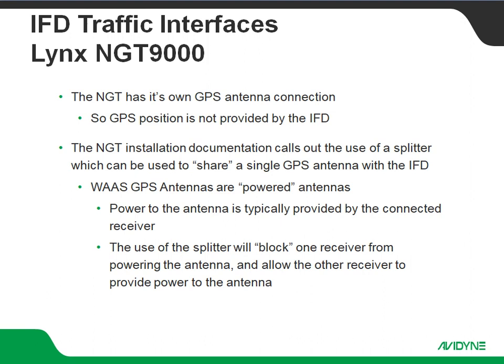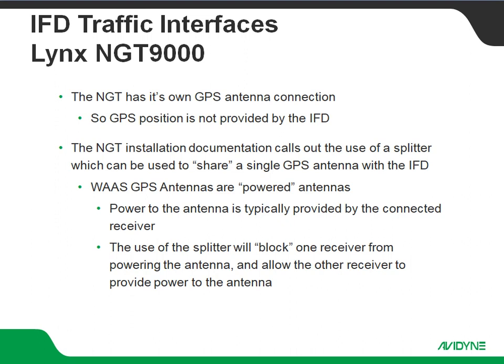Their installation documentation calls out the use of a splitter, which can be used to share that GPS antenna with an IFD, and that's fine. There's no rules broken there. That should work just fine. The key to understanding how this splitter works is understanding that a WAAS antenna is a powered antenna, and usually it's your GPS receiver that's powering that antenna.